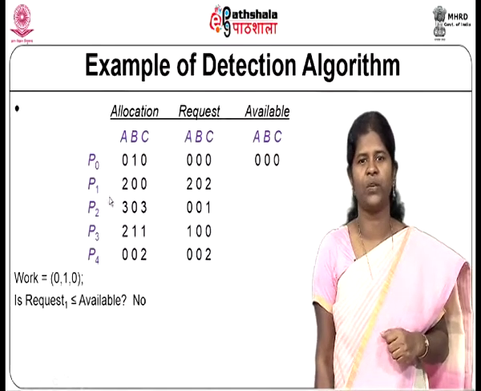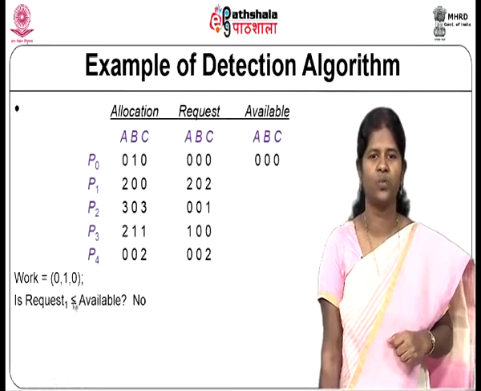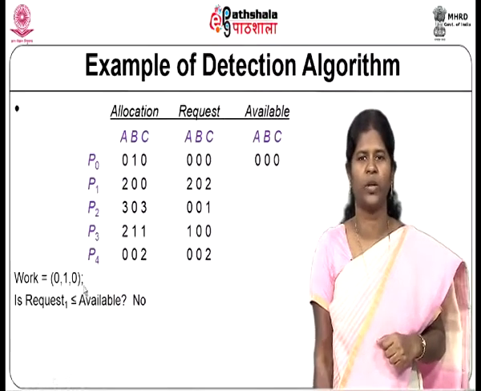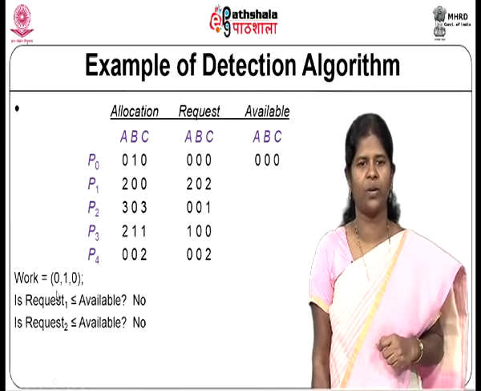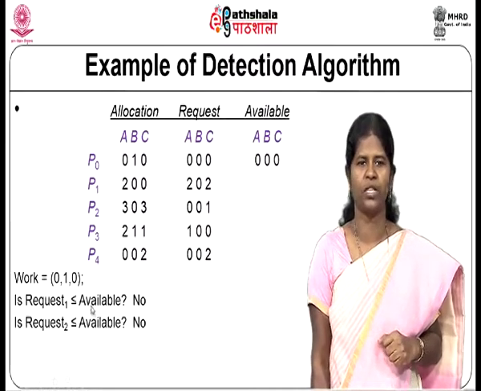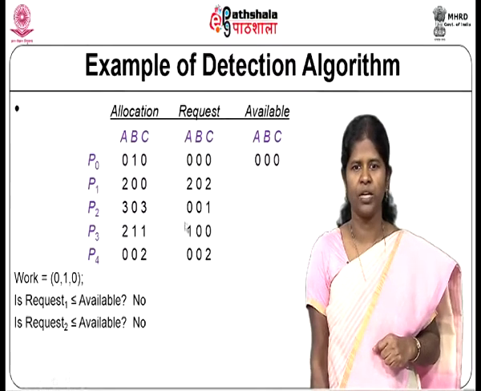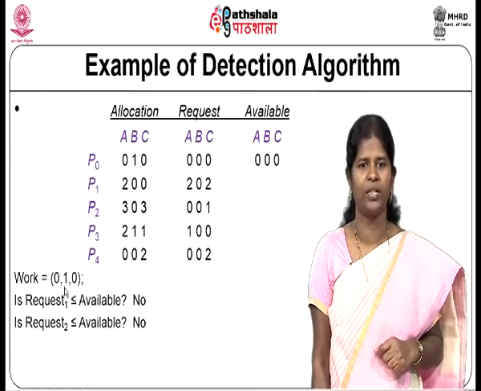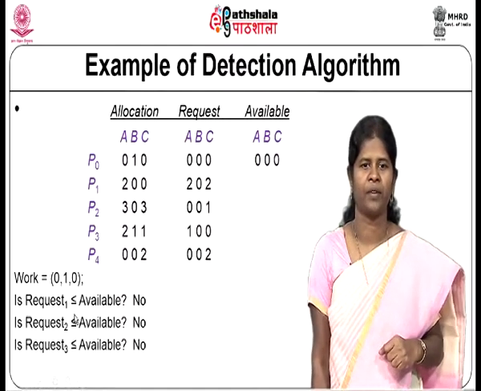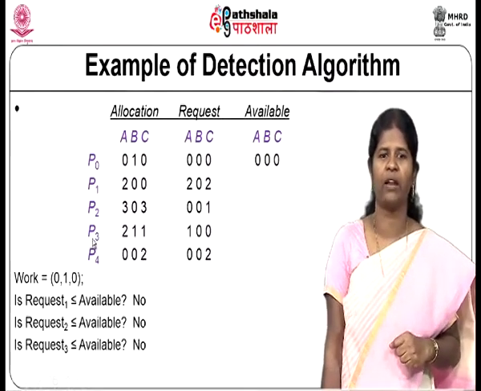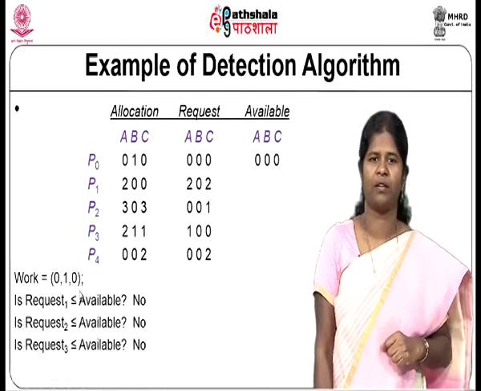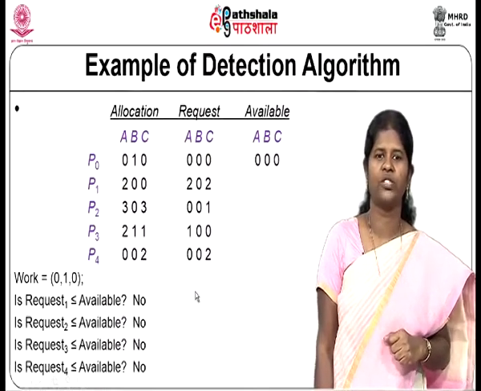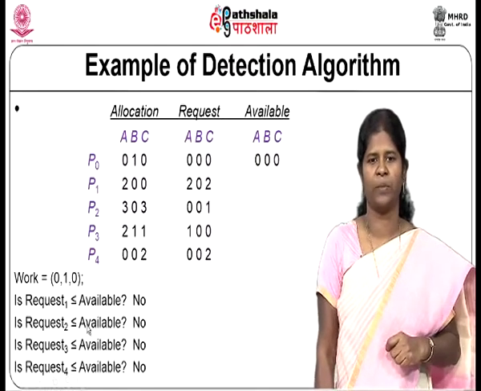First we check if the request of P1, 2, 0, 2, can be satisfied, but that is not less than or equal to what is available. So we move on to the next process P2. We check if 0, 0, 1 can be satisfied from 0, 1, 0. That also cannot be satisfied, because you need one more instance of C, and here there is only one instance of B, no instance of A, and no instance of C available. Then you check if you can satisfy the request of P3. P3 needs one instance of A, which cannot be satisfied. Then you check P4. P4's request also cannot be satisfied.